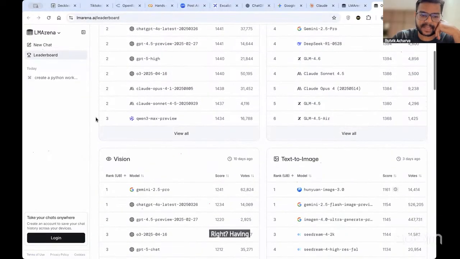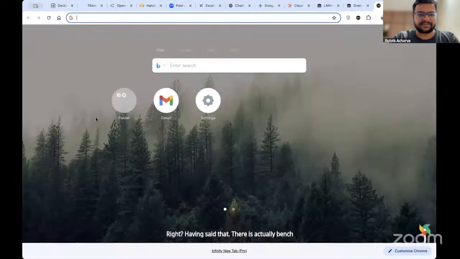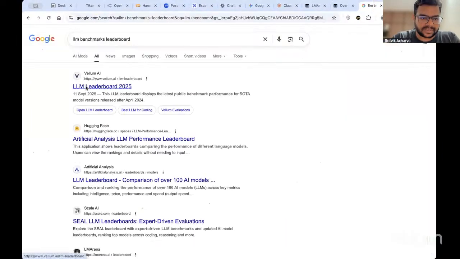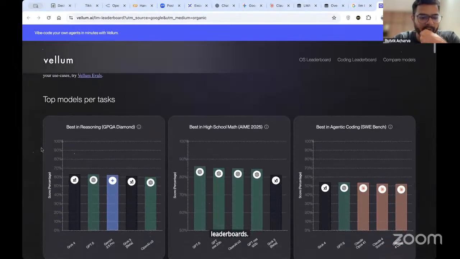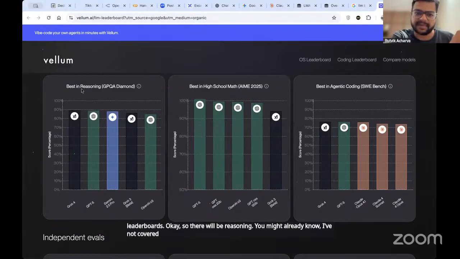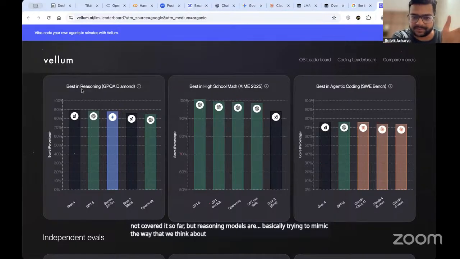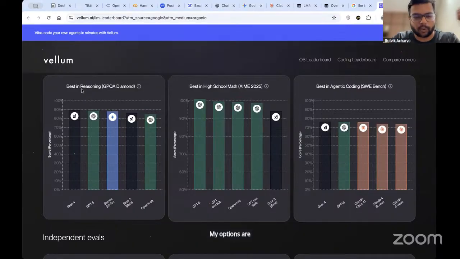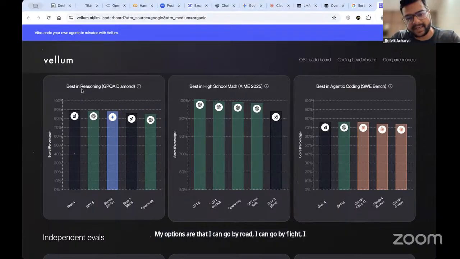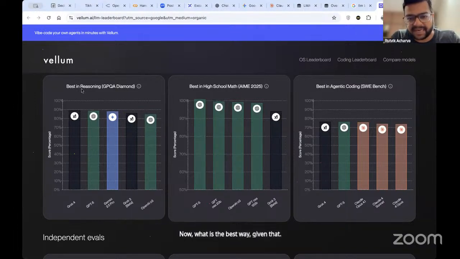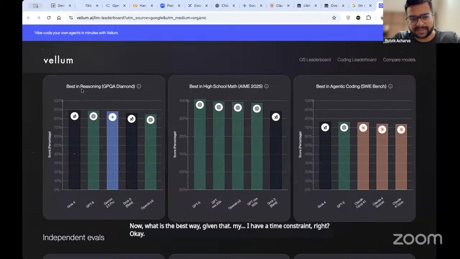Having said that, there are actually benchmarks. So let's find out some good leaderboards. Okay. So there will be reasoning. You might already know, I have not covered it so far, but reasoning models are basically trying to mimic the way that we think about solving a particular problem. I have to go from Bangalore to Delhi. Okay. My options are that I can go by road, I can go by flight, I can go by train, bus, whatever it is, right? Now, what is the best way given that I have a time constraint, right? Okay, flight seems to be the best method, right?